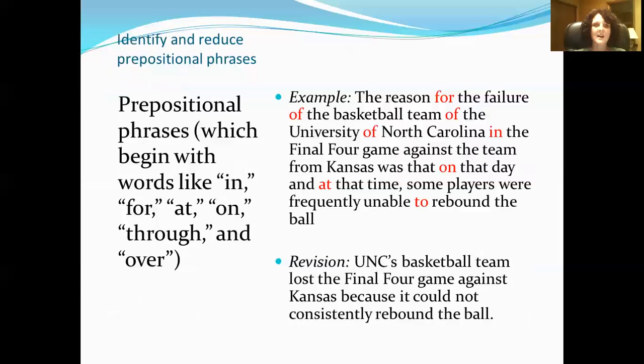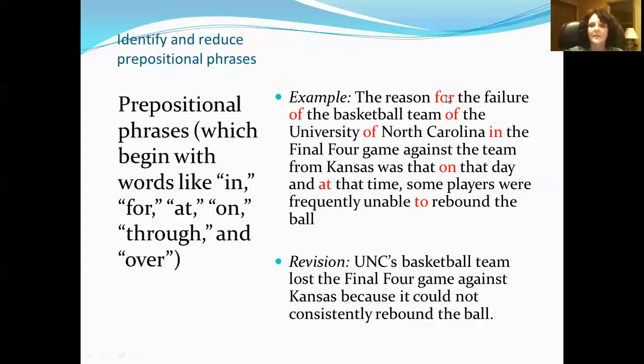Okay, so then moving on, another problem and one of my personal pet peeves were prepositional phrase strings. So in other words, sentences that probably should have just ended with the paragraph end up going on and on and on because of words like in, for, at, on, through, and so on being included within. Example number 1 shows this very well.